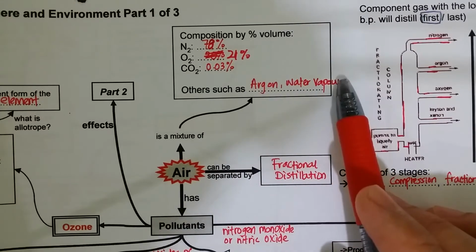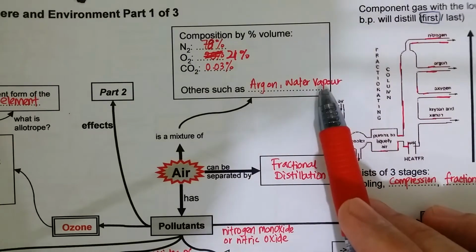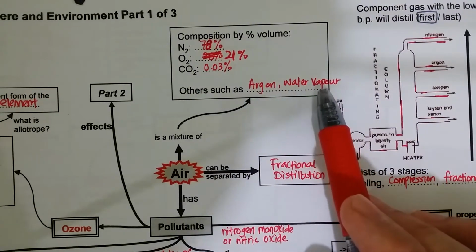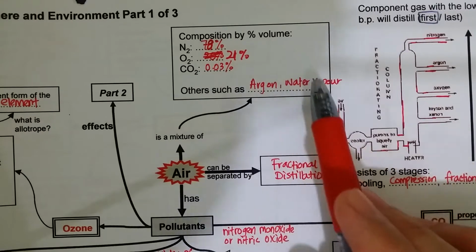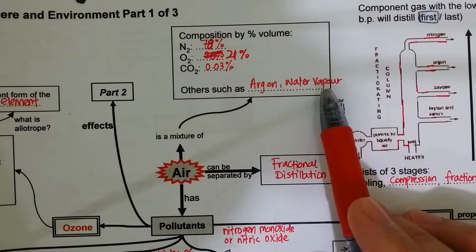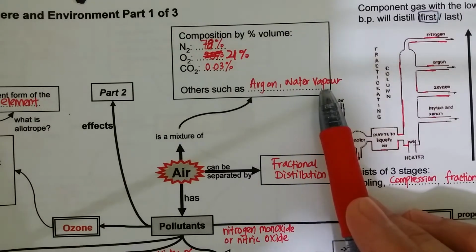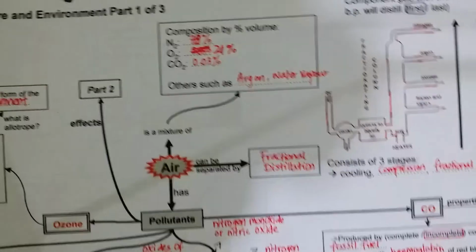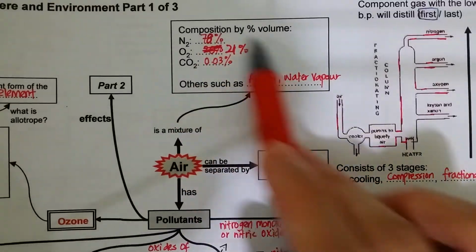And of course, for water vapor, the amount varies. So, for example, in Singapore, the percentage of air that is water vapor would be very high compared to countries like the US or in Africa. Okay, so this part you must remember.